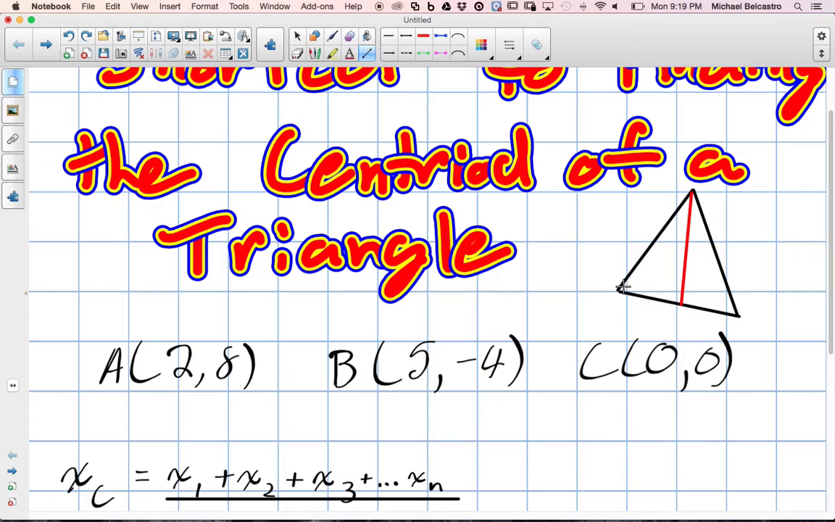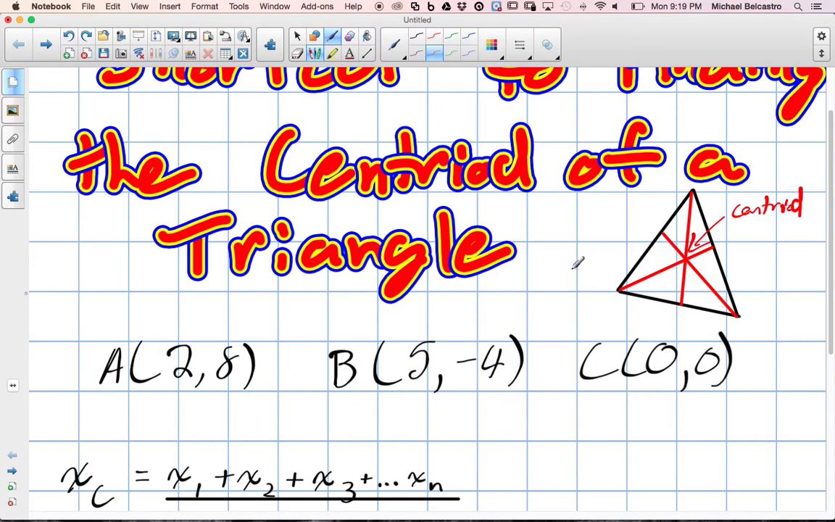Hopefully this is going to work out. The opposite vertex to the midpoint of the other side, and again the vertex to the midpoint. And this is called the centroid, at that point right there. I might not have drawn it perfectly, but that's called the centroid.